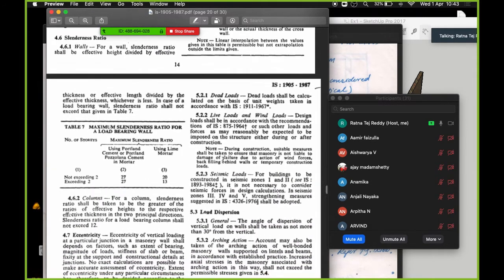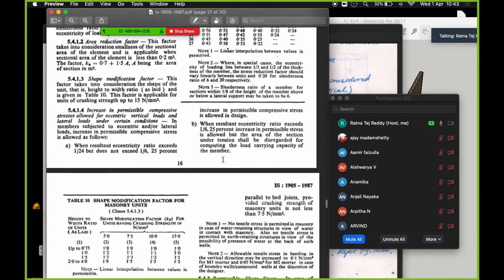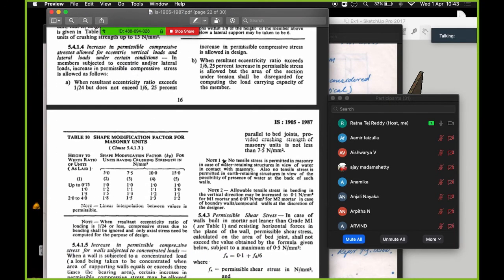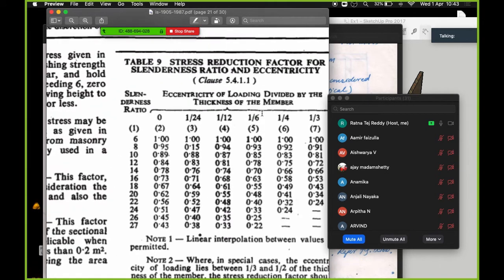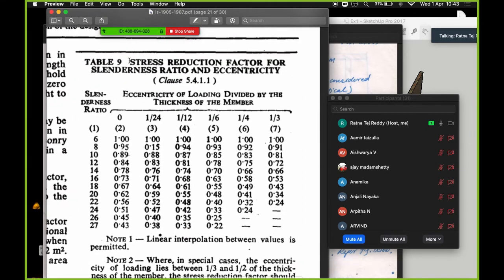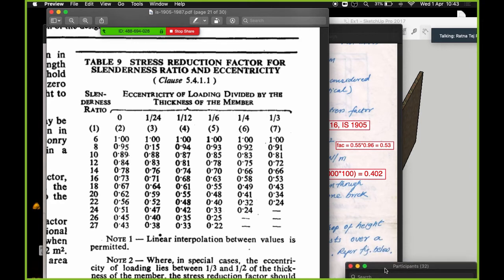Right, so coming back to your table. In table 9, just like in the previous problem, we have our stress reduction factor, which is based on the eccentricity and thickness of the wall. Since we have considered the eccentricity as 0, anything divided by 0 will be 0. So we will be taking the stress reduction factor in the column for 0.